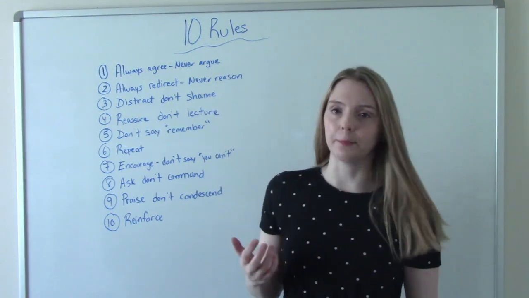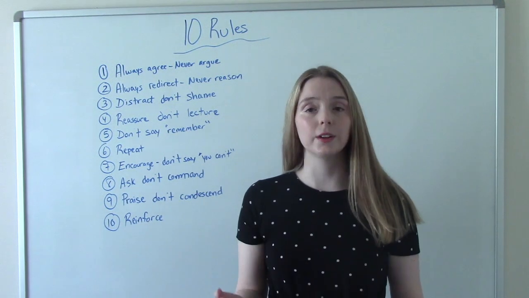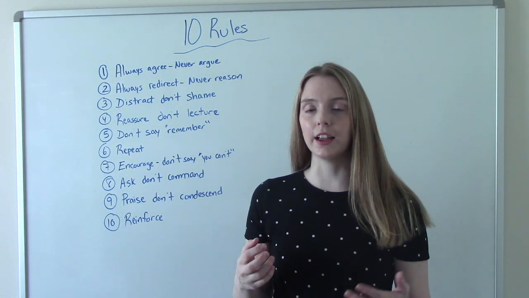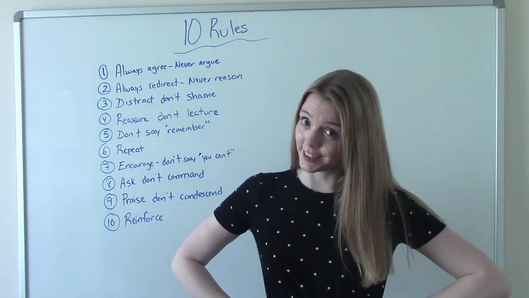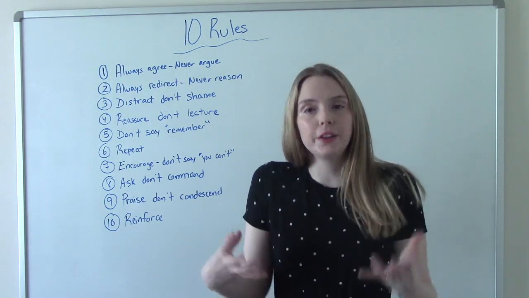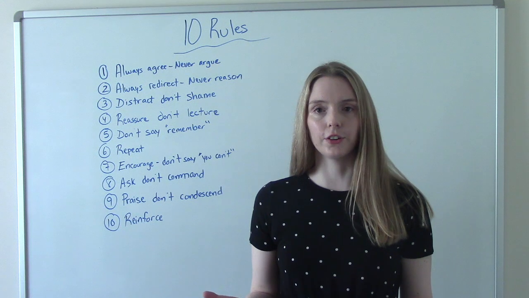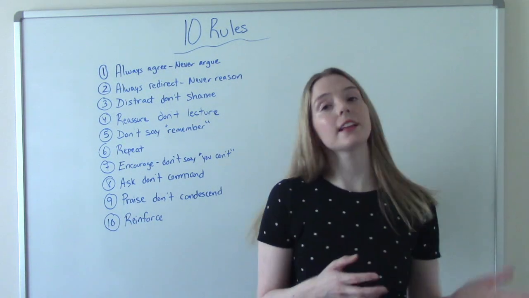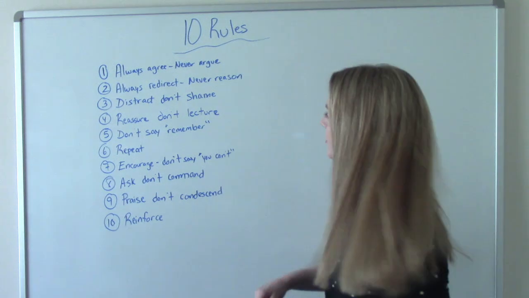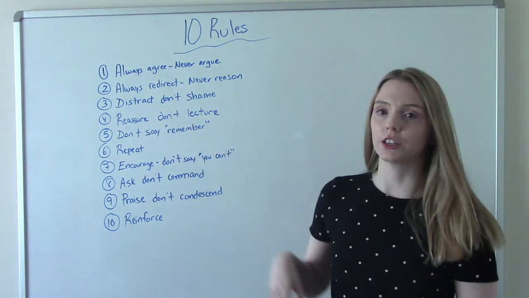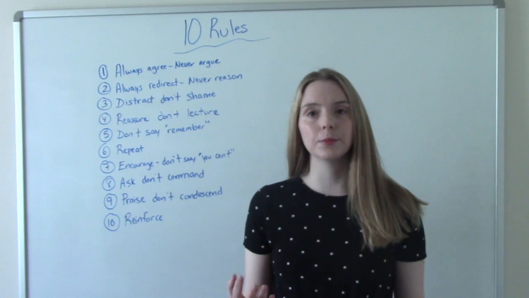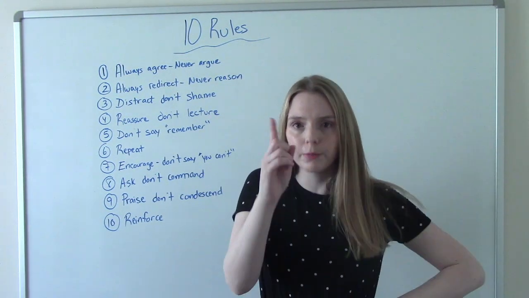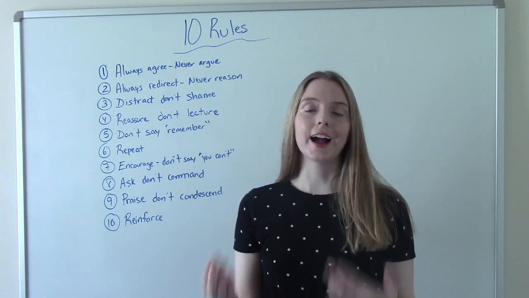Distract, don't shame. So if they're acting clearly confused about something, don't say, are you confused? Do you not understand? Right? Don't make them feel bad about the fact that they're confused about something. Redirect them, okay? Distract them with something else. Reassure, don't lecture. Again, not talking to them like they're children, right? These are our elders, these are adults. We don't need to tell them, you need to be doing this, this, and this, right? We're not going to be lecturing them.